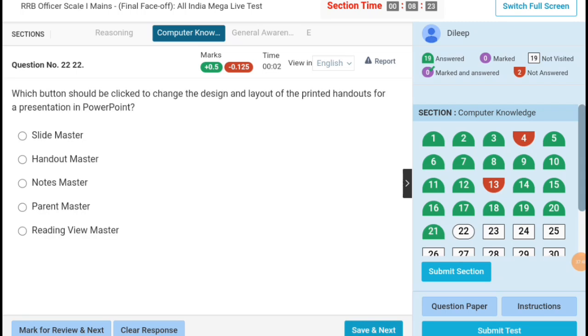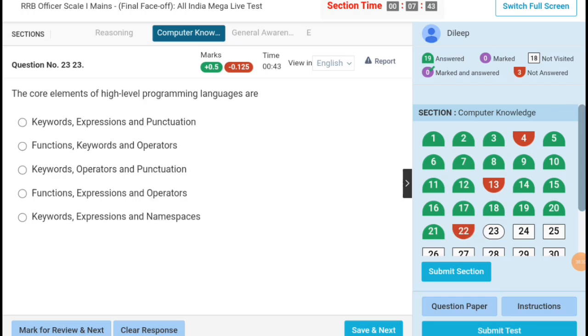Which button should be clicked to change the design and layout of the printed handouts for a presentation in PowerPoint? I think slide master, notes master, handout master. I don't know, I have doubt on this.